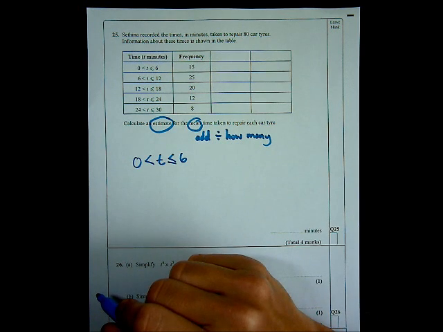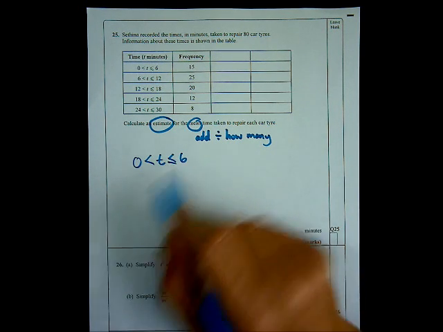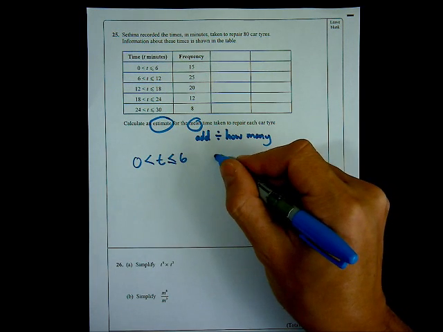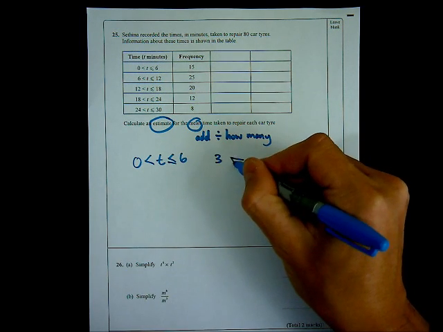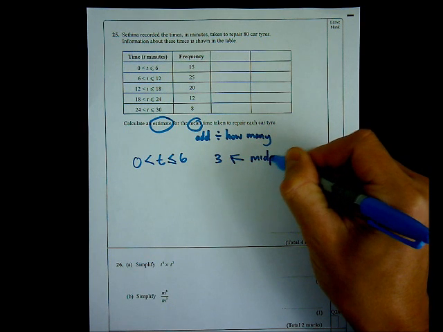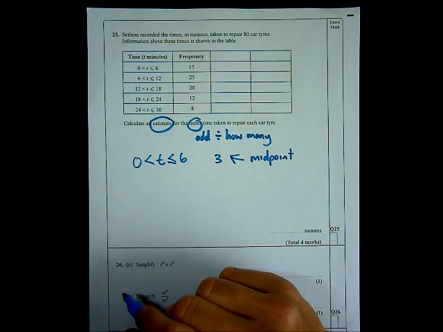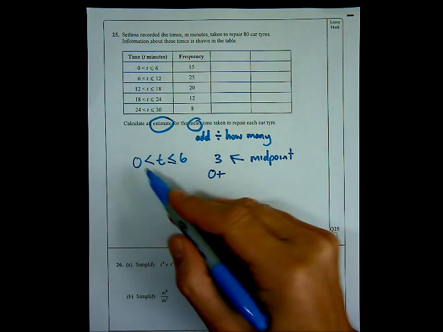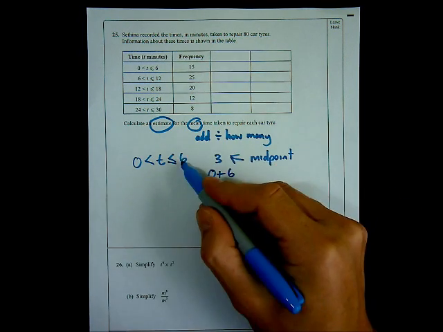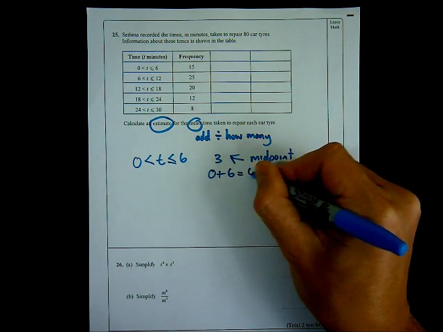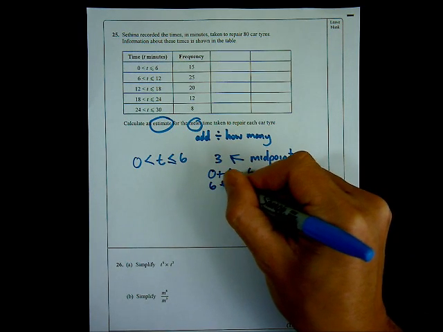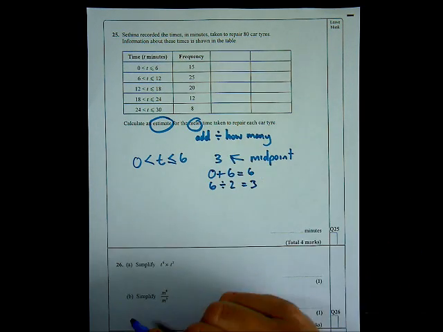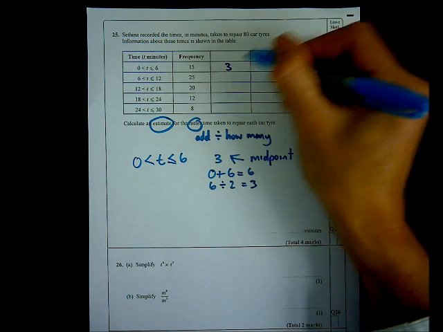Now, it seems reasonable to assume that if they're between 0 and 6, I am going to go in between 0 and 6, which would be 3. And that value is called the midpoint. And if you're not sure how to work out the midpoint, what you can do is take the smallest value, 0, add on the largest value, 6, which will give me 6, and then half that to go in the middle, which will give me 3. So the midpoint of the first group is 3.